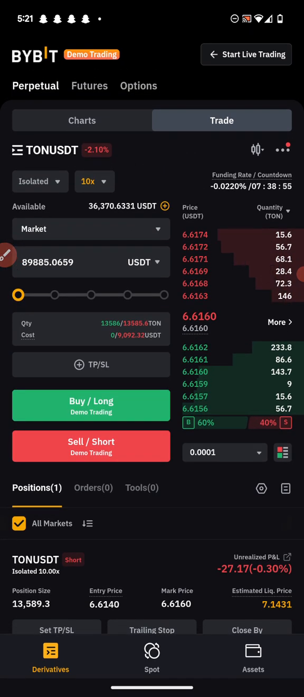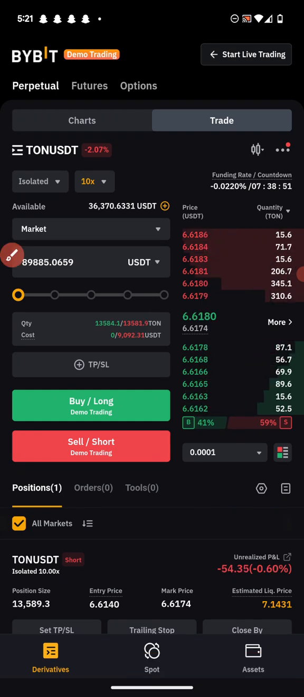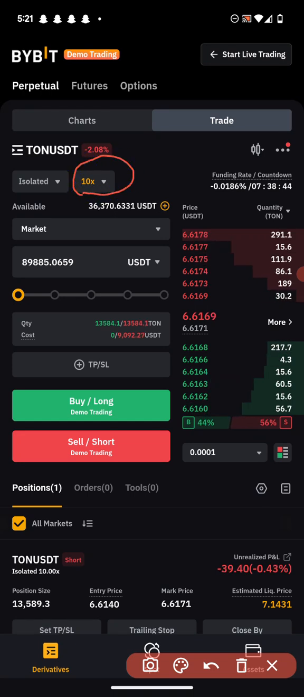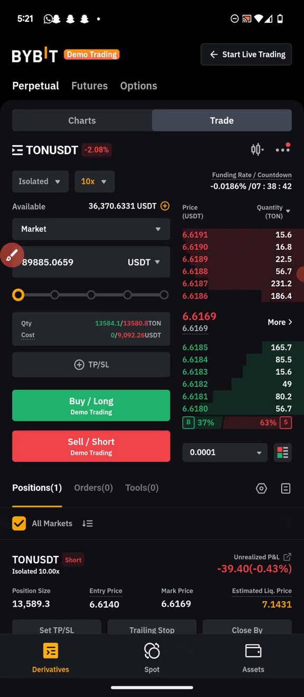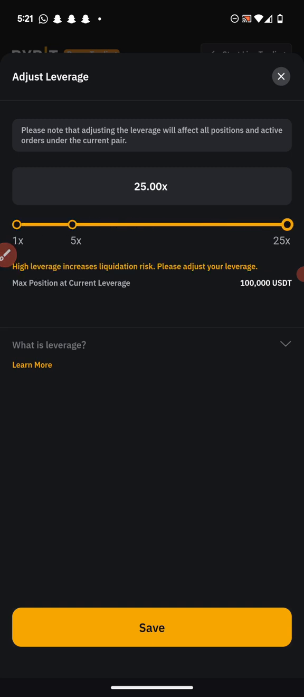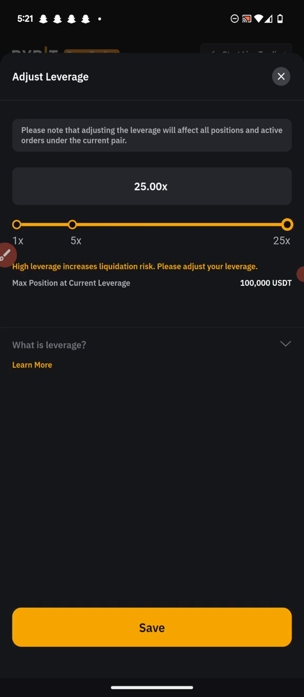Now, let me explain this second one beside this isolated margin. This one here is leverage. If I click on it now, you can see for this particular pair we are trading, the highest leverage you can use here, I think, is 25x. 25x, that is the highest.